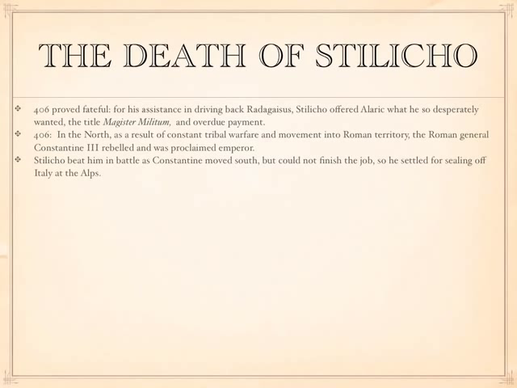Stilicho met Constantine the Third in battle as Constantine moved south and beat him that same year, but because of limited resources and concern over how many Goths he could legitimately use in fighting Constantine, Stilicho could not finish the job. What he did was establish a new boundary. He used the Alps as a military bulwark and refused to let Constantine come farther south than the Alps.